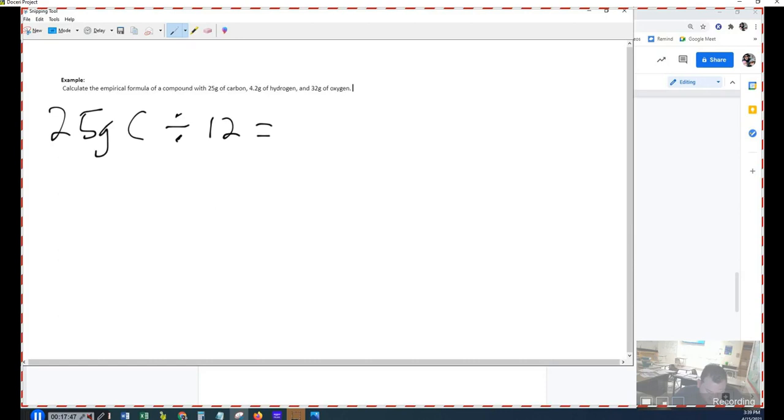Why am I not seeing this problem on my notes? Did I do this problem? 25 grams of carbon. I don't see it.